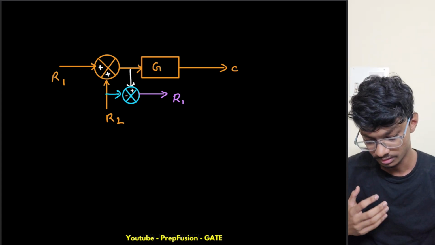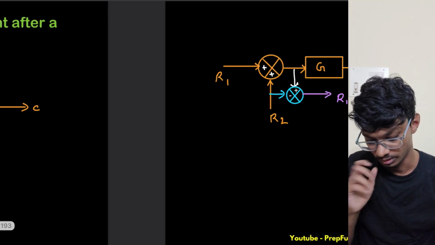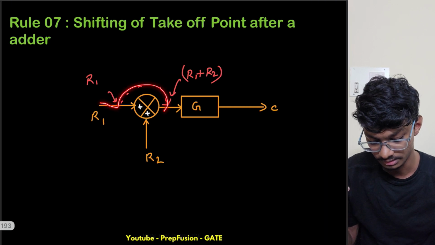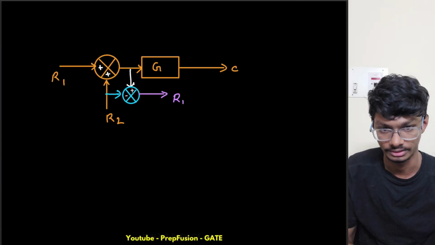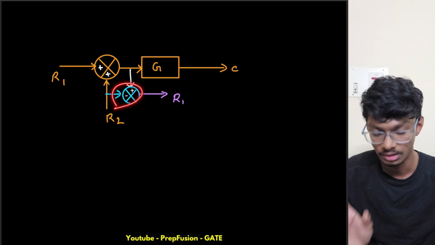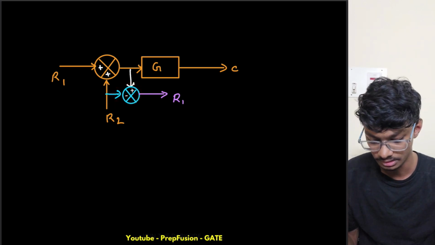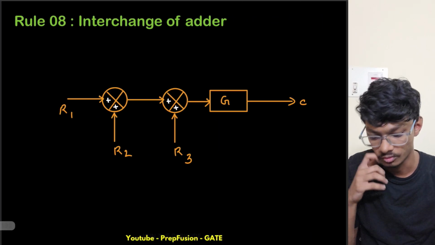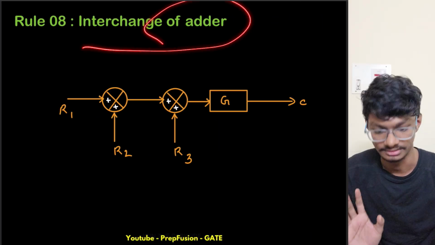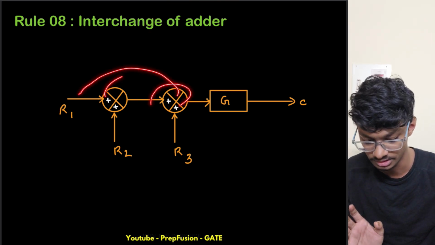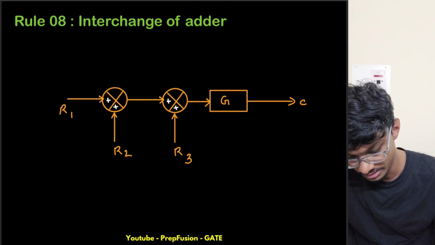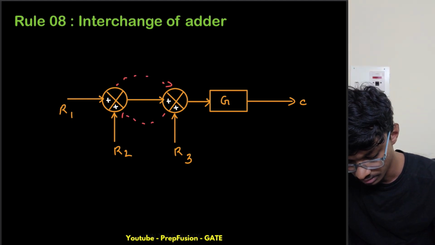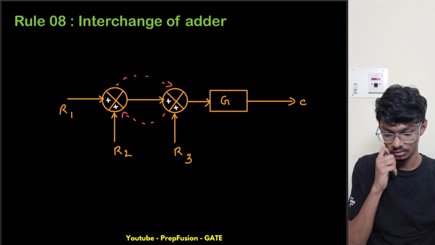So we were here only, that if I want to shift a takeoff point after an adder, then what do I need to do? Basically we have to use a subtractor, and then take off from that point. Now what I want to do is interchange the adders. I want to make this here and this one here. So I want to put this here and put this here, okay, to interchange these two.